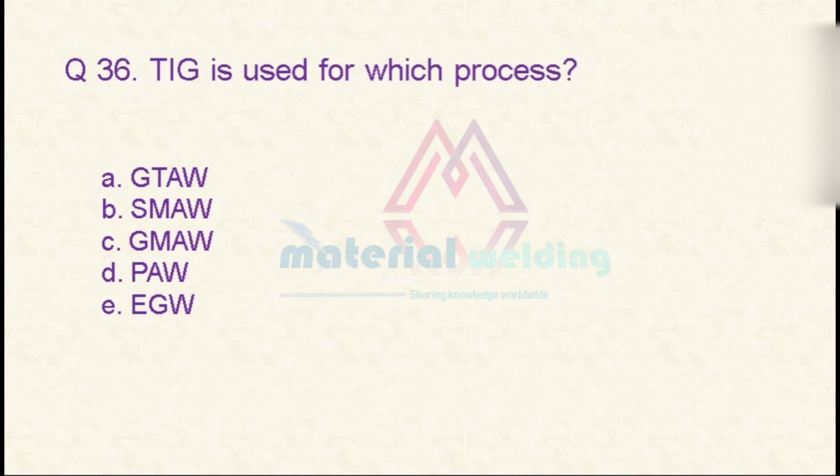Question 36. TIG is used for which process? A. GTAW. B. SMAW. C. GMAW. D. Plasma arc welding. E. Electrogas welding.